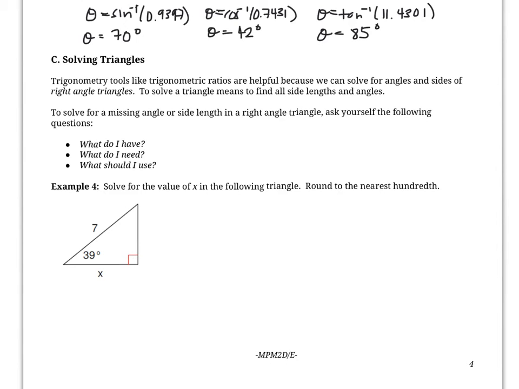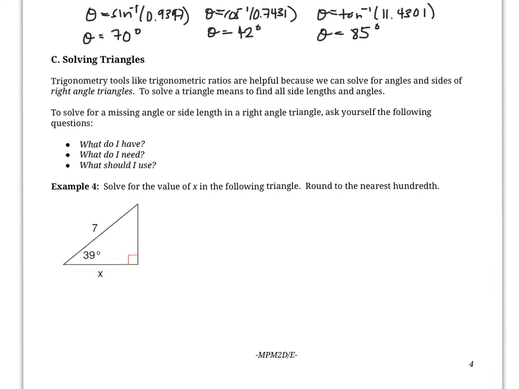So in this question, it says solve for the value of x in the following triangle. So we're not solving the entire triangle, finding all side lengths and angles, but just this one in particular. Let's start by asking ourselves the first question, what do I have? Well, I have an angle, I have this side, and I need this side. But remember, we have particular names for these sides, so we don't have to keep pointing to them. The names are opposite, hypotenuse, and adjacent.